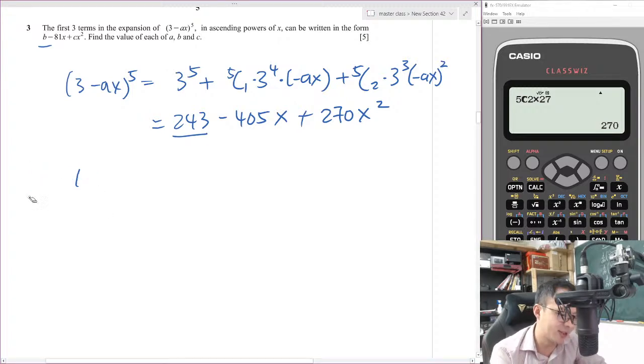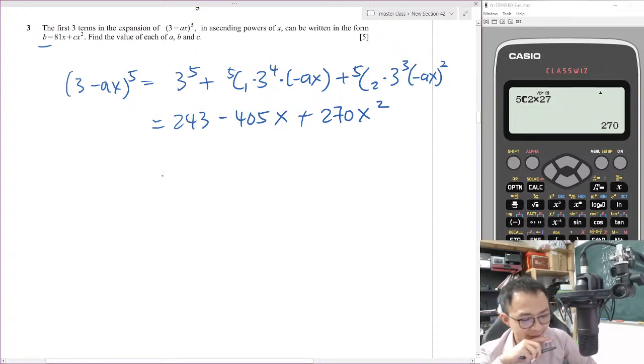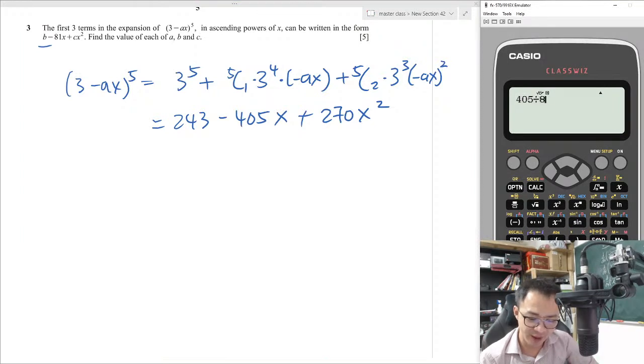Basically we need to simplify first; we cannot straight away take it. How come it can be written as 405 divided by 81? They take out the 5 here. The first three terms in the expansion can be written in that form.